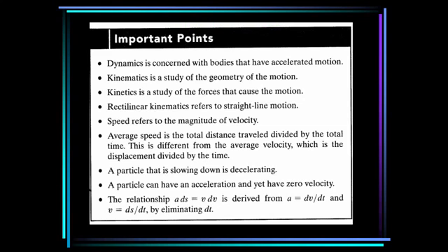Some important points. Dynamics is concerned with bodies that have accelerated motion. Kinematics is the study of the geometry of the situation. Kinetics is the study of the forces that cause the motion. Rectilinear kinematics refers to straight line motion. The speed refers to the magnitude of the velocity. The average speed is the total distance traveled divided by the total time. This is different from the average velocity, which is displacement divided by time. A particle that is slowing down is decelerating. Note that a particle can have an acceleration and yet have zero velocity. And finally, the relationship a ds equals v dv can be derived from these two equations by eliminating time.